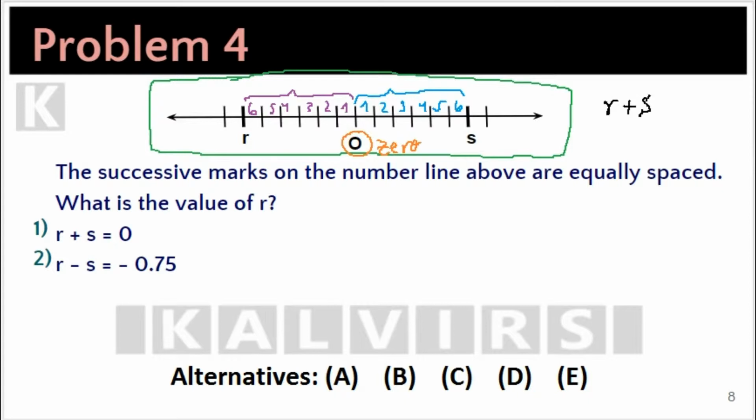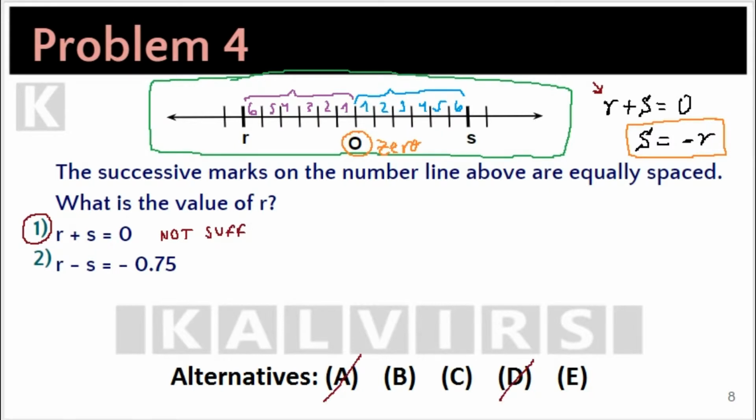Therefore, R plus S is 0. S equals negative R. This is all information we can get from the question stem. So now from statement 1 alone, R plus S is 0. So R plus S equals 0 is information from the question stem. Therefore, statement 1 alone is not sufficient. Choices A and D are eliminated.